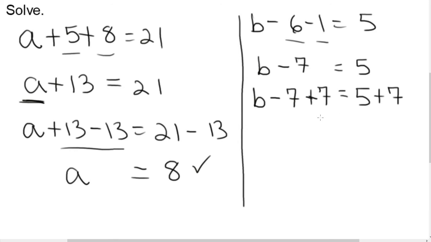But if you wanted to show all your work and you're asked to do it this way, then this is how you would do it. Plus 7 and minus 7 goes away. B equals 5 plus 7, which is 12.